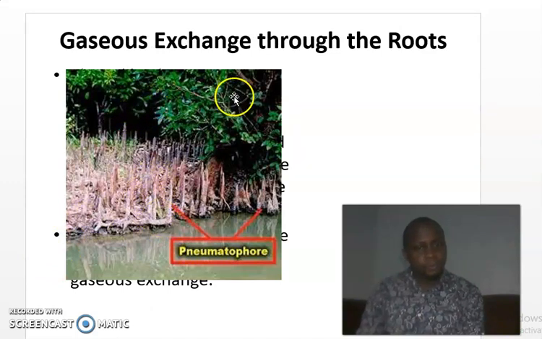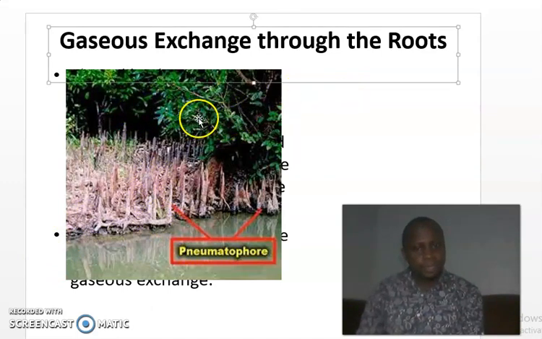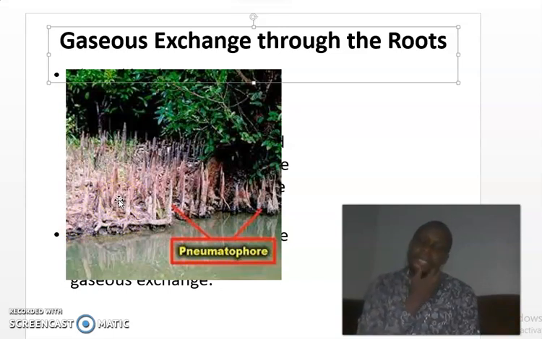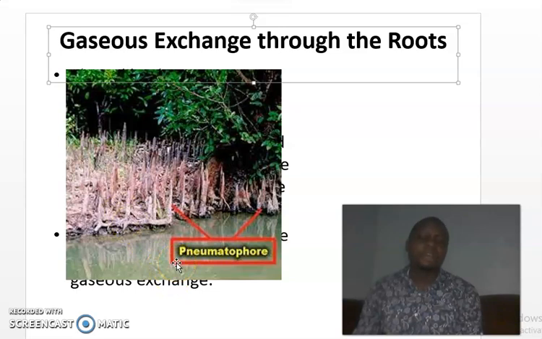So this is a mangrove. I hope you're able to see it. And the roots actually grow above the water level and above the muddy areas. This is to facilitate gaseous exchange. Okay? So, plants that grow in muddy areas and also in salty areas like near the beaches have this type of breathing roots which are called pneumatophores. These pneumatophores facilitate gaseous exchange.